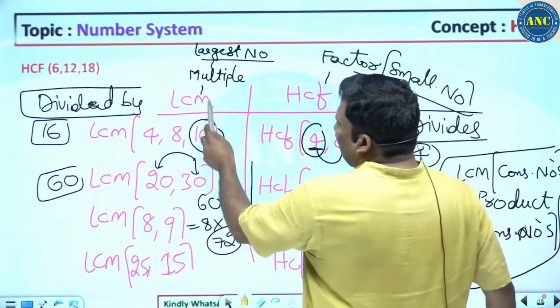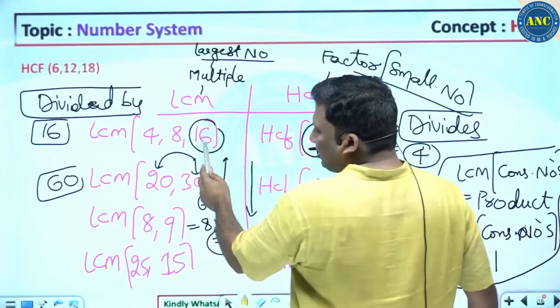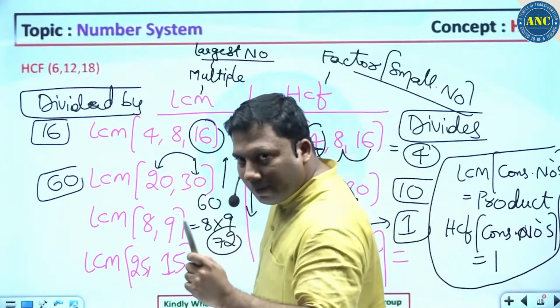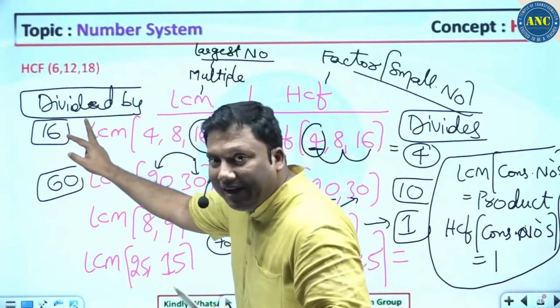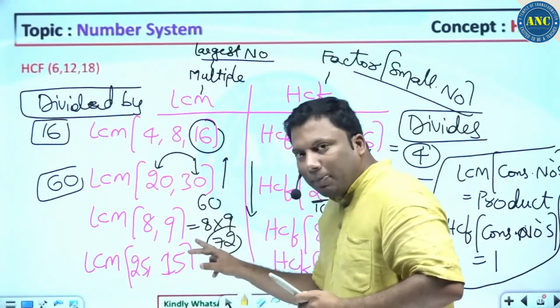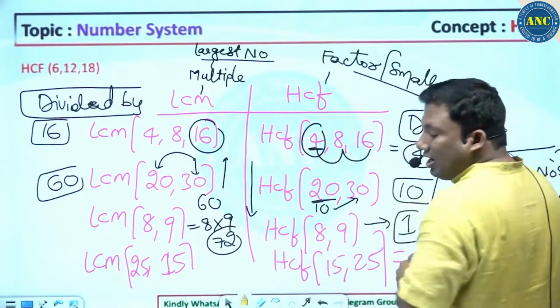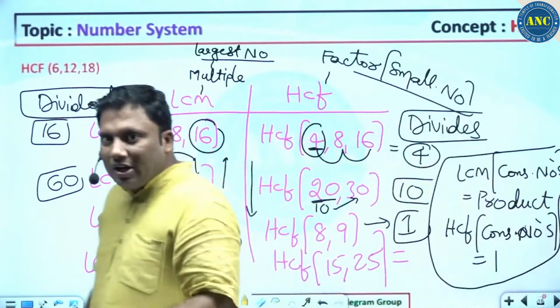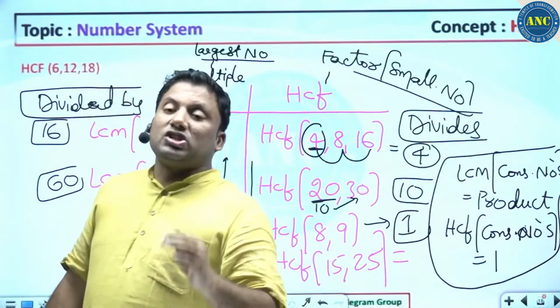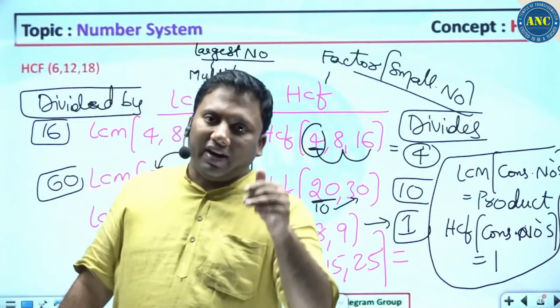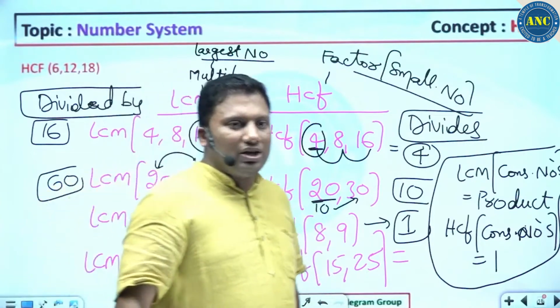LCM, multiple means largest. Take the largest number. If the largest number is not getting divided, take the multiples of the largest. HCF, factor means smallest. Take the smallest number. Smallest number should divide every other number. If it is not dividing, take the factor of the smallest.